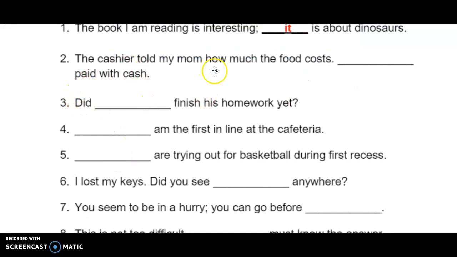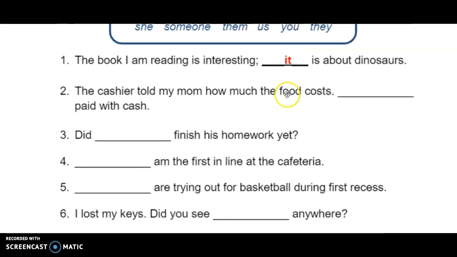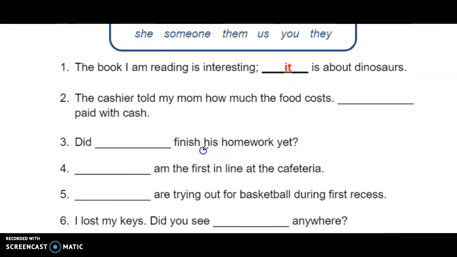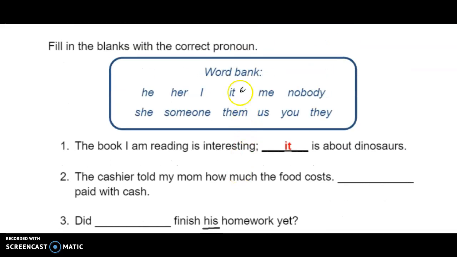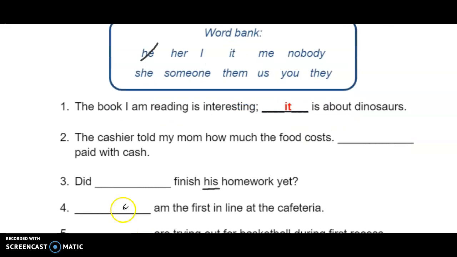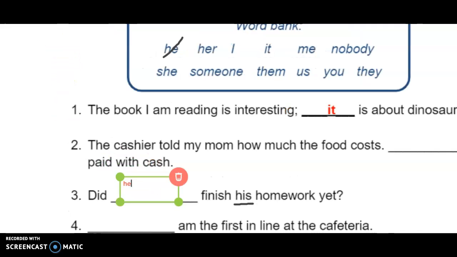Let's jump to number 3. Did blank finish his homework yet? So I see that whoever we are talking about is a boy. So what word do you think in our word bank could we use to fill in the blank? Did blank finish his homework yesterday? He. Did he finish his homework yesterday? Go ahead and type that out on your class kick.